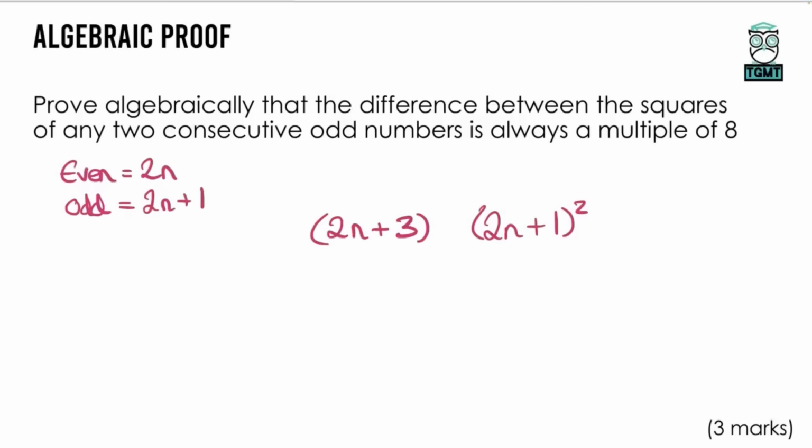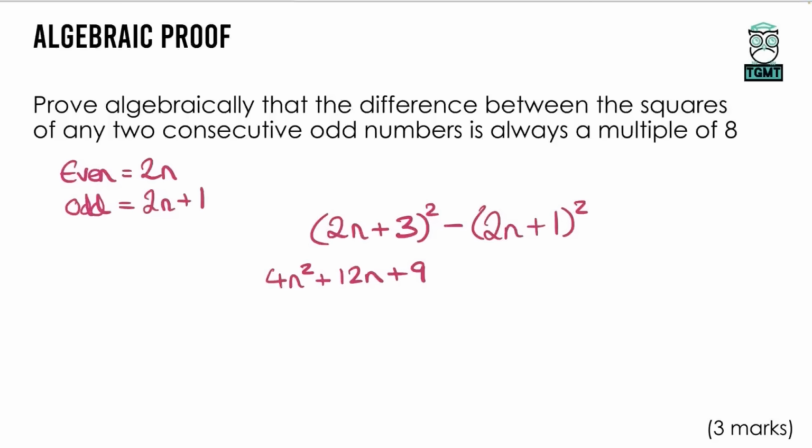So there we go, we want (2n + 3)² take away (2n + 1)². So we want to take our time expanding these. For the 2n + 3, we would get 4n² plus, and maybe expand it to the side, but I would like to do it all in one go. 2n times 3 will be 6n. We've got 2 of those, so we would have plus 12n, and then plus 9.